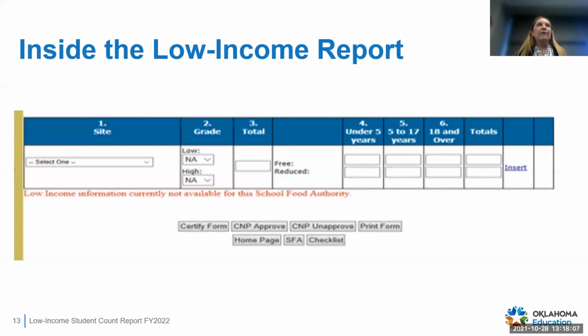Column 5 is your 5 to 17-year-olds. You put them in the free and the reduced. You see those different lines there. Column 6 is for those 18 and overs. And then that total column will not match the number 3 total column. Number 3 is only the 5 to 17-year-olds. That totals column on the far right over there past number 6 is only the totals of your free and reduced children in those boxes.